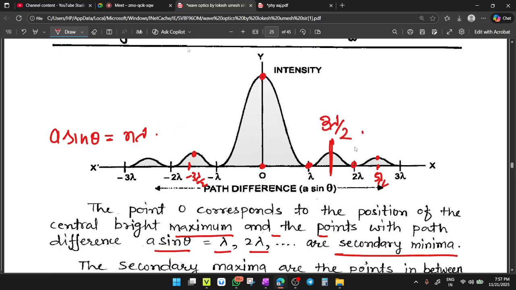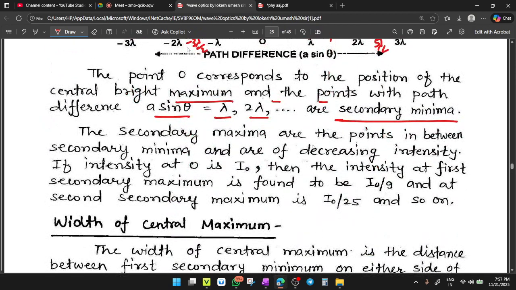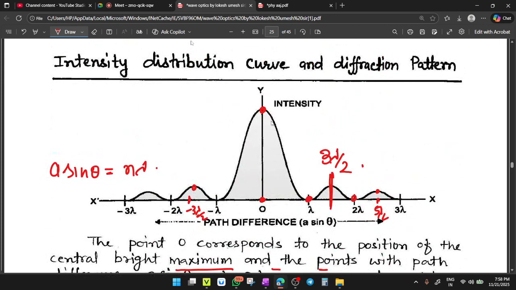The secondary maxima are points of decreasing intensity. If the intensity at the central maximum is I naught, then the intensity at the first secondary maximum is found practically to be about I naught by 9. Means if your intensity here is I naught, here the intensity becomes I naught by 9, reduced by 9 times.